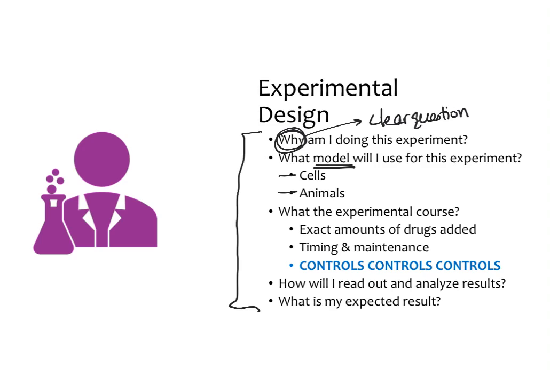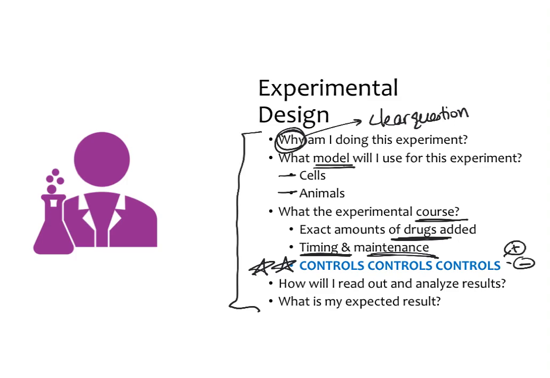The next thing you want to think about is the course. How much of a specific drug are you going to use? How long is your experiment going to last? How are you going to maintain it? And most importantly, what are the controls going to be? Any good experiment has positive and negative controls. Without a good positive control and a good negative control, it is really hard to know if your experiment worked, and it's hard to draw any conclusions.